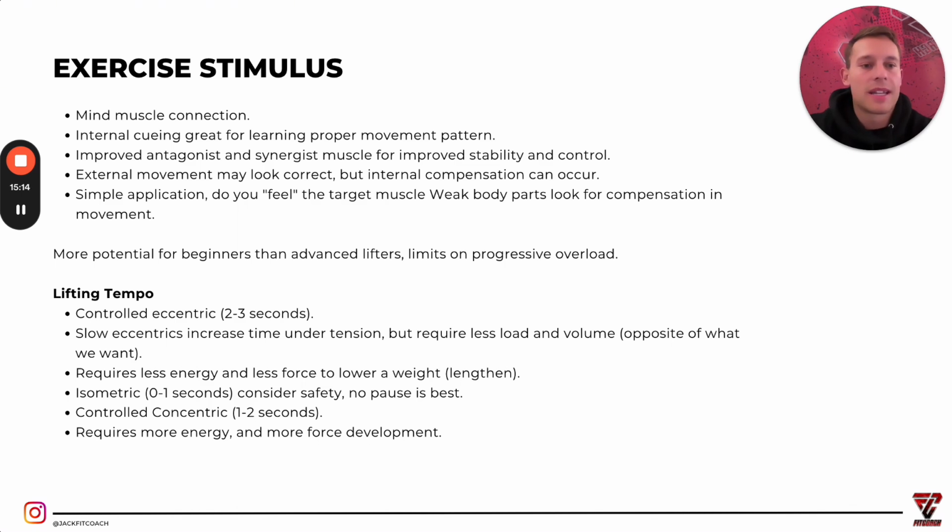If we were to summarize this, both mind-muscle connection and lifting tempo are going to be vital components for exercise stimulus. Beginners are going to benefit greatly from focusing on mind-muscle connection, technique, and muscle activation, while advanced lifters should prioritize progressive overload. A balanced approach to lifting tempo, controlled eccentrics and concentrics, can help to maximize your muscle growth and strength development.